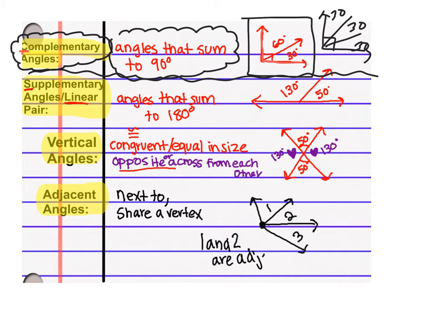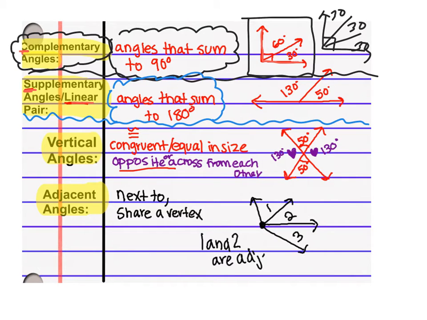Okay, our next one is supplementary angles or linear pair. I do want you to write down both. Supplementary, I underline the S because I always think supplement, straight line, or a linear pair. That would be angles that sum to 180 degrees. I drew an example of 130 and 50, but again, it could be 120 and 60, or 150 and 30, and it could be 3, 4, 5 angles that add to 180.